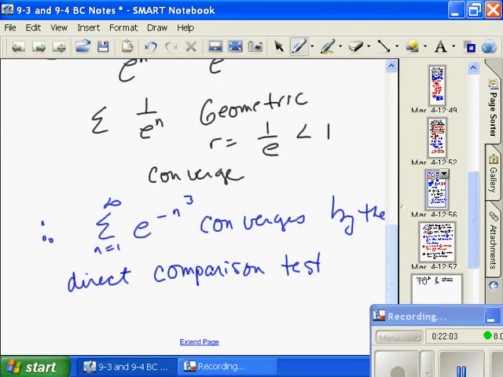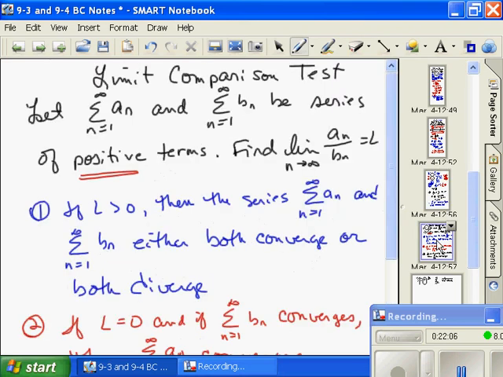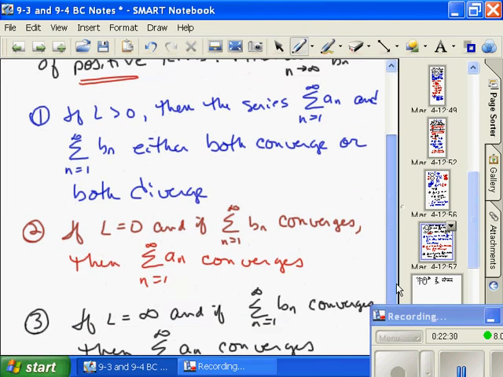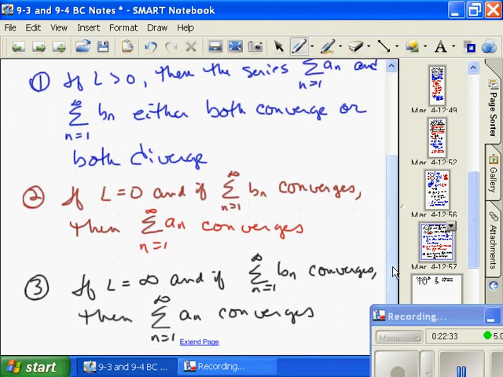Moving on to limit comparison test. Limit comparison tests, we have two series, a sub n and b sub n. These have to be series of positive terms. And what we're going to do is find the limit as n goes to infinity of a sub n over b sub n, and find out what that limit is equal to. If L is greater than 0, then they either have to both converge or both diverge. If L is equal to 0, and if the summation of b sub n converges, then a sub n will also have to converge. And the same thing if L is equal to infinity.